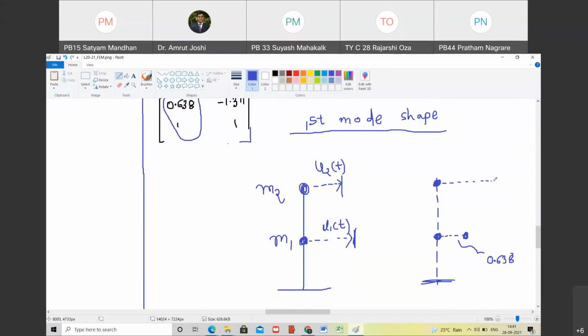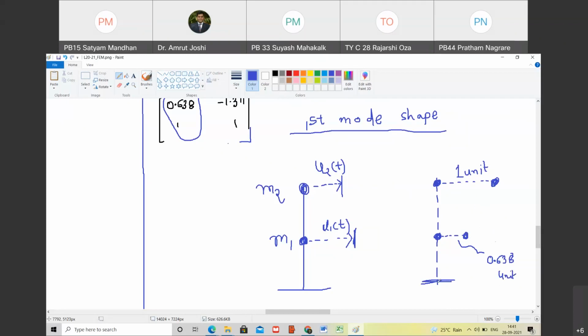Are you with me? Yes, sir. So this is 1 unit. This is 0.638 units. So once I say that, any multiples in this proportion will do. Do you agree with me? Yes, sir. मैंने unit specify नहीं किया. Whether it is kilometer, nanometer, megameter, कुछ नहीं. So any multiples of this, as long as this ratio is maintained, 1 and 0.638 is okay. Are you with me?